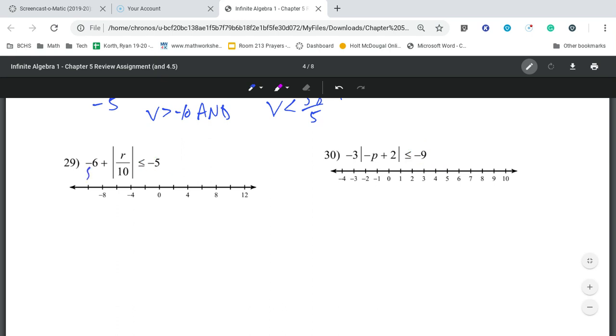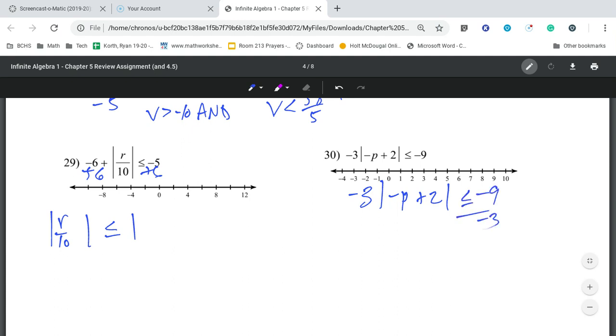Over here, we're adding 6 on both sides. So that gives us the absolute value of r over 10 less than or equal to 1. Over here, we're dividing by -3. I cannot stress enough, there is no operation between the 3 and the absolute value bar. It can't be addition, it can't be subtraction. Addition and subtraction go between the two things that are being added or subtracted. So we do have the option of multiplication here. So we divide by -3 on both sides.